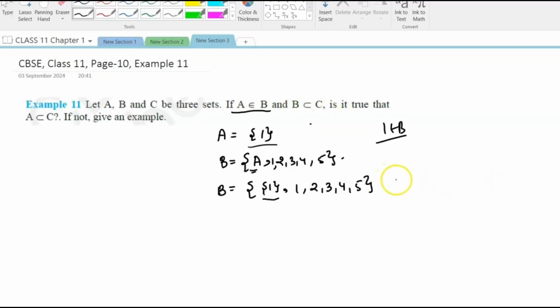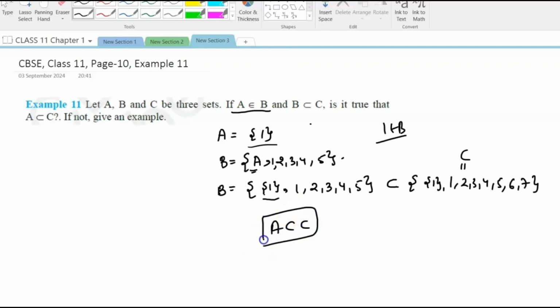B is a subset of C. Okay. So let's take 1, 2, 3, 4, 5 and let's take one more, some other elements. Okay. They are asking if, so this is our C, they are asking if A is a subset of C or not.